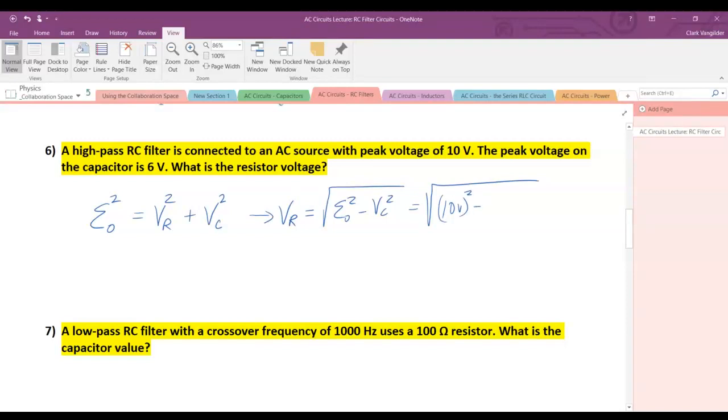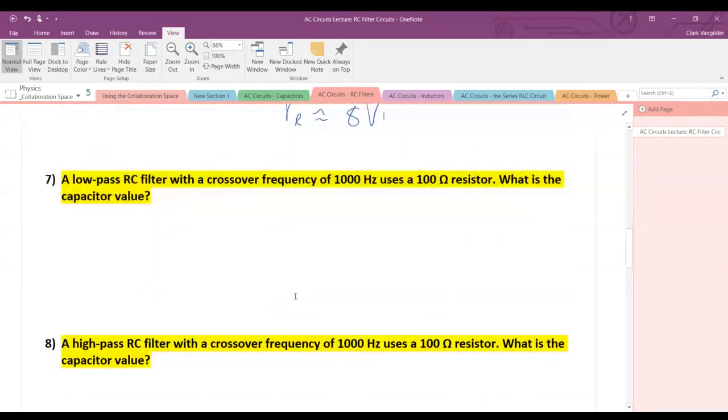All right, and so that means we're going to have 10 squared minus the capacitor voltage, which is 6 volts squared. And that means that VR is roughly 8 volts. Probably might even be exactly 8 volts. Yes. Because 100 minus 36 gives you 64, square root. That's 8. Poof. Problem solved.